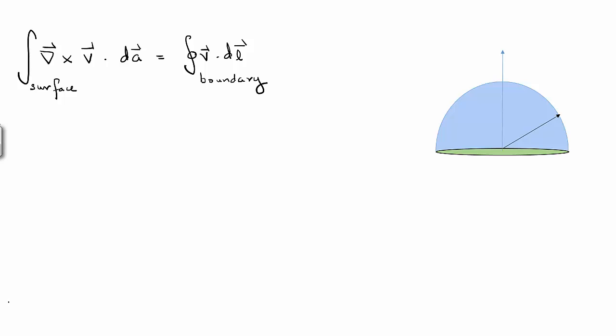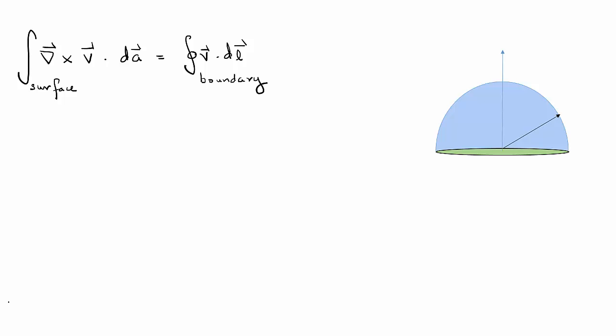In this learning module, we'll verify the Stokes theorem for a particular example, for a particular vector field V. By no means is this a proof of the Stokes theorem. It's merely an illustrative example. So what does Stokes theorem say?